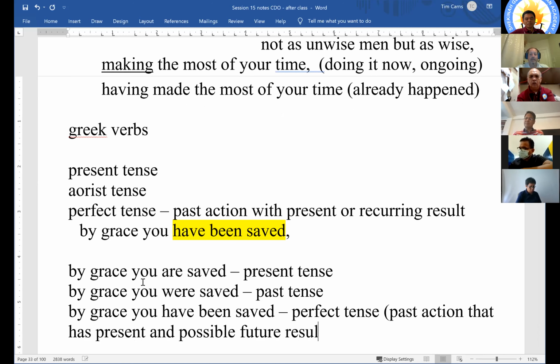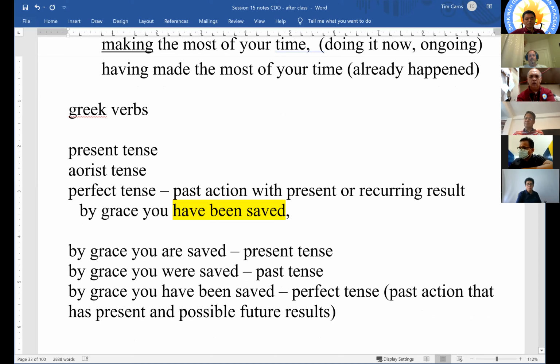Okay? And that's significant theologically, isn't it? You were saved at some time in the past, right? You made a profession, you repented and believed, but it still has an effect now and in the future. It's not just an event that is done, but it has ongoing effects or results in our lives. So that's an encouraging thing to consider.